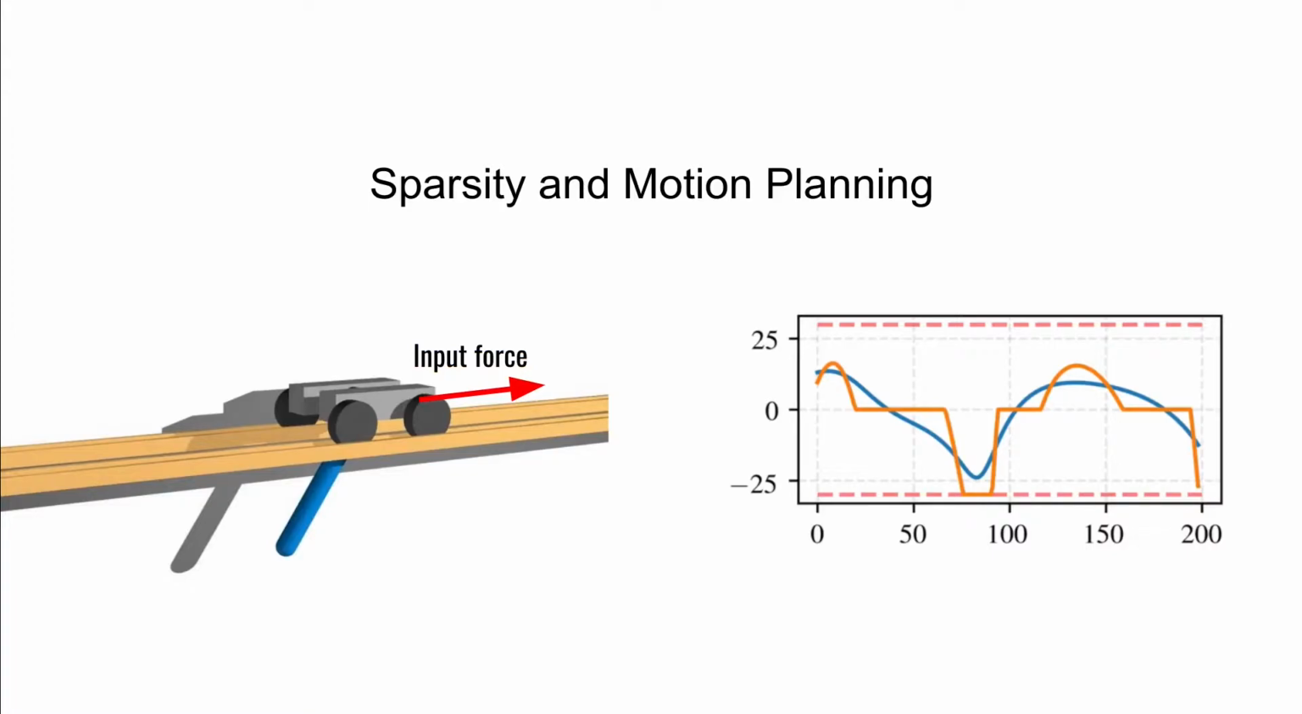In this paper, we consider sparsity for motion planning specifically. So here I've shown a cart-pole, a dynamic system, and the controls, the input forces over time. The L2 trajectory is the smooth trajectory in blue, and the orange trajectory is the sparse trajectory. So we would like to have motions that are sparse, like the one in orange here.